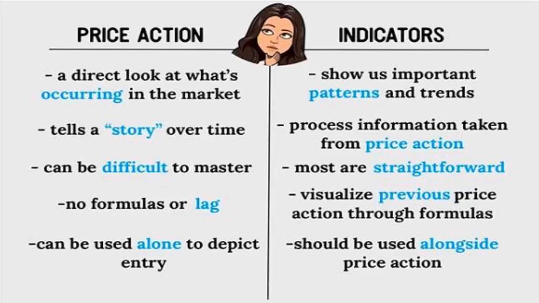Lagging versus leading. Indicators are typically considered lagging indicators because they are based on past price data and provide signals after the fact. They are calculated using mathematical formulas that require historical data to generate signals. Therefore, indicators may not respond quickly to rapid market changes or sudden price movements.